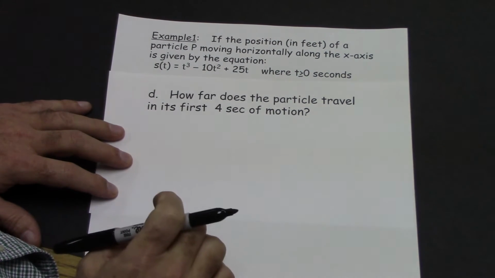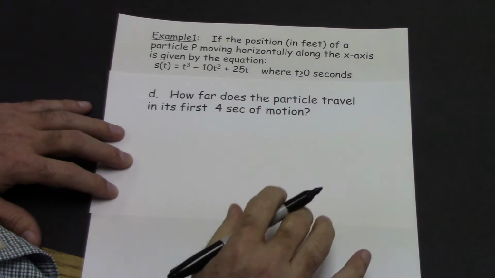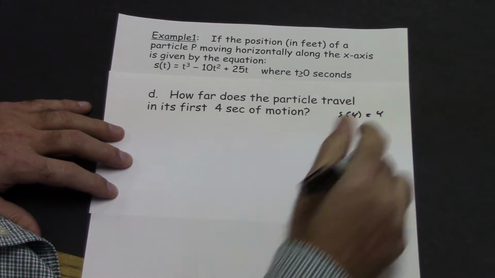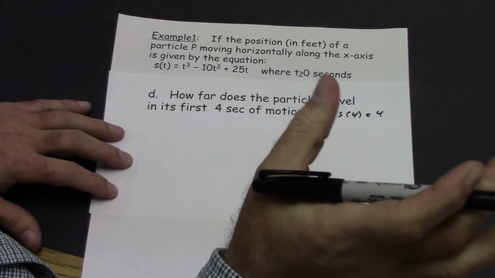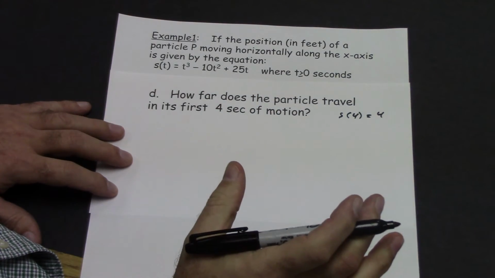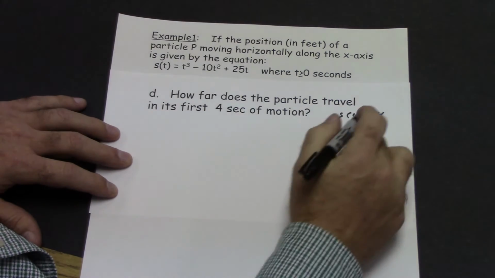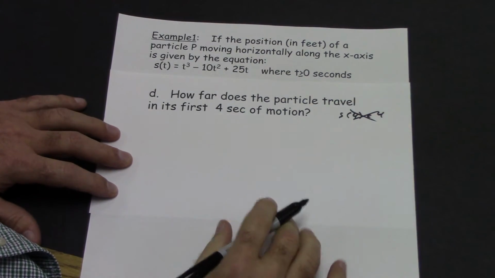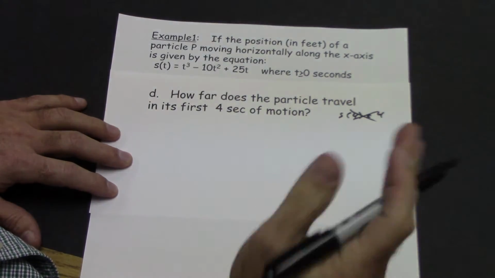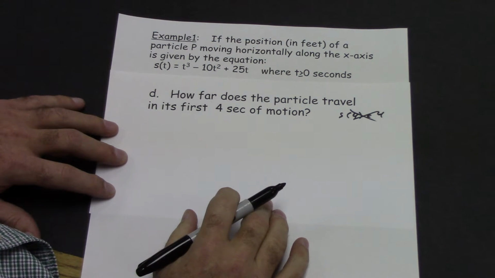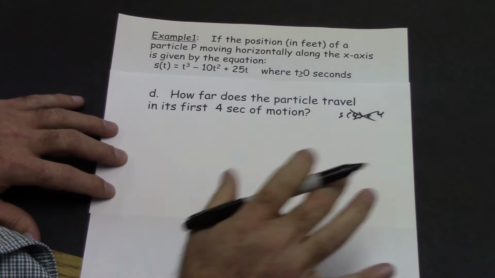Now, an obvious incorrect answer would be 4, because if you remember in part A, we said the position at 4 was 4. So after 4 seconds, the particle is 4 feet from where it started. That would be an obvious incorrect answer, so that is wrong. Keep in mind the particle actually changed directions in there somewhere. Now, we're looking for the net change this time.